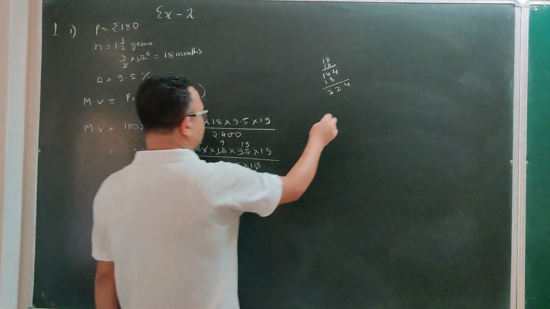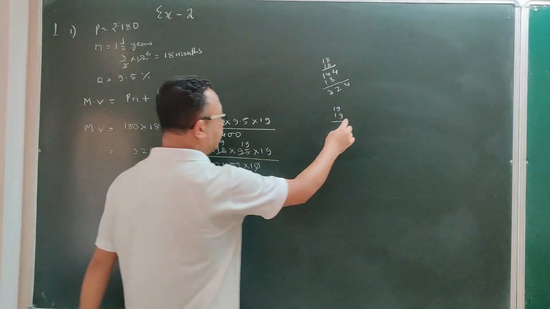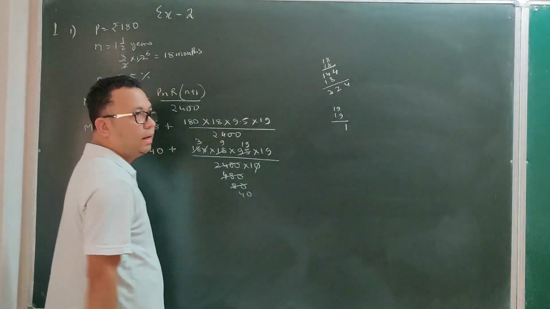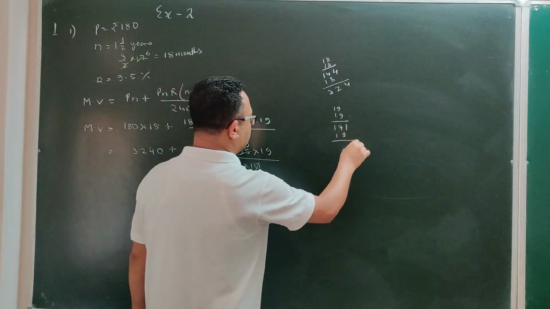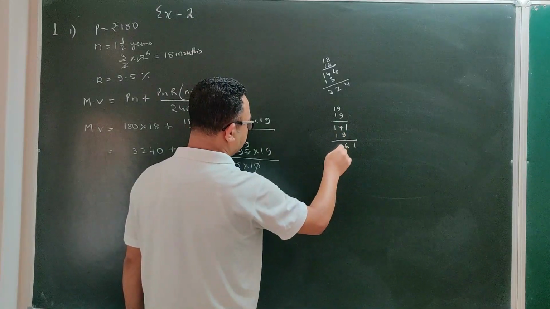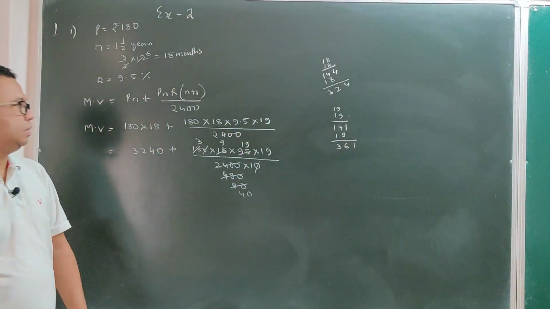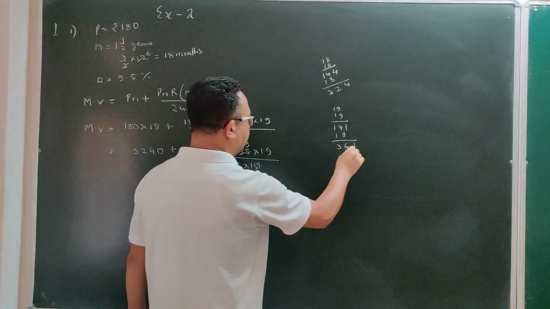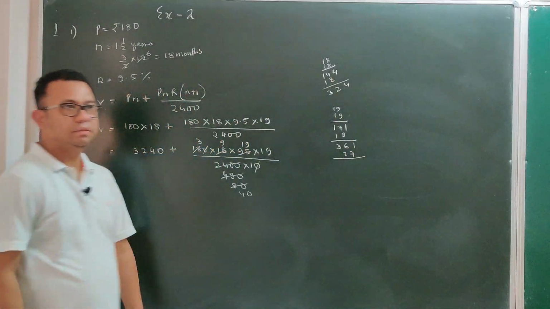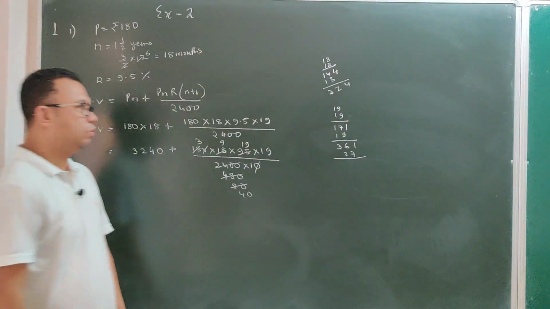So let me multiply 19 with 19. 9 9s are 81, 9 1s are 9 plus 8 is 17. So 361 is 19 into 19. Then 9 into 3 is 27. So let me multiply this with again 27. So again 19 into 19 is 361, and then into 27.